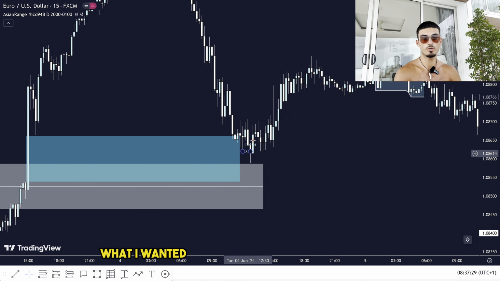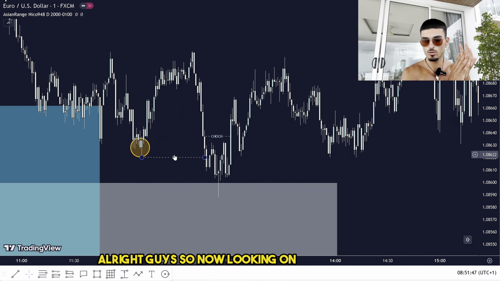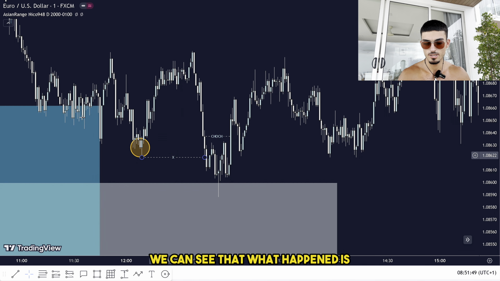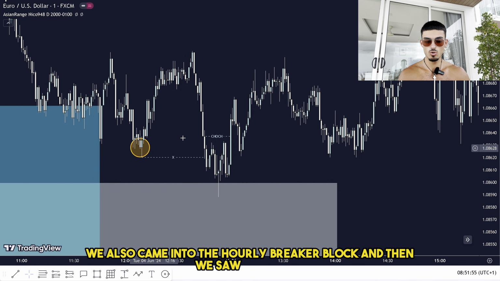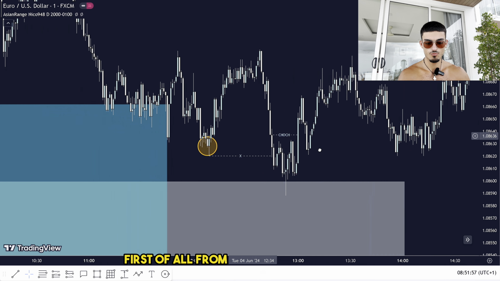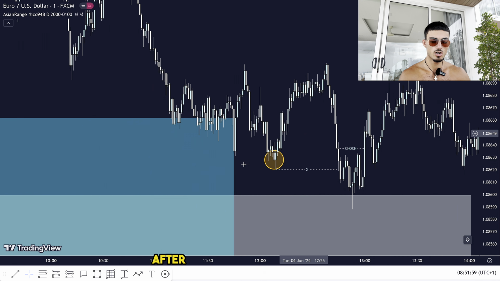And as a result, what I wanted to do now is drop to the 1-minute time frame and try and find an entry. All right, guys, so now looking on the 1-minute chart, we can see that what happened is price came into the 1-hour fair value gap. As I explained, we also came into the hourly breaker block. And then we saw a reaction, first of all, from this orange circle, after filling the fair value gap.